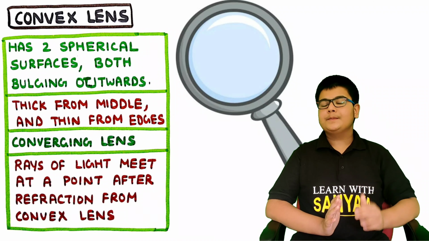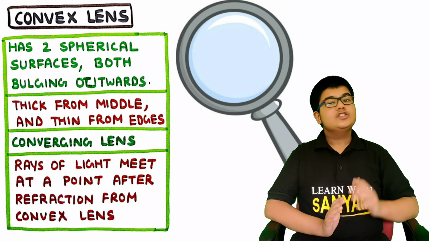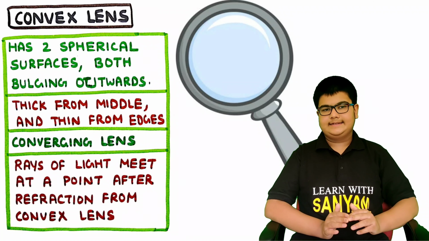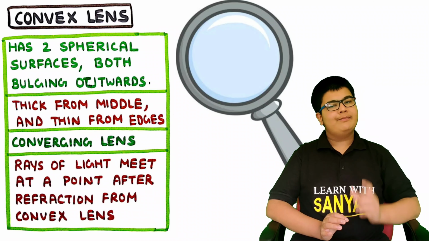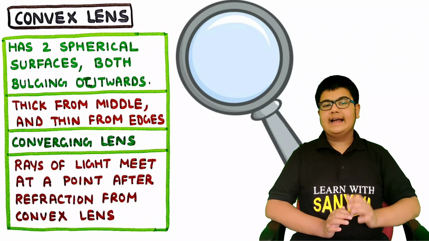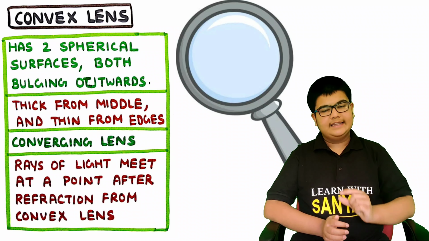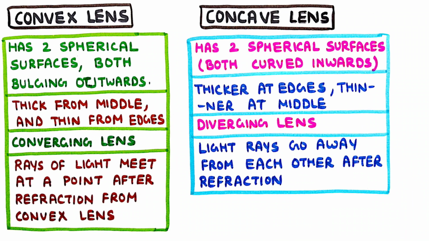And if you have ever observed a magnifying glass, a magnifying glass is a convex lens. If you touch the surface of a magnifying glass, then you will feel that it is thicker from the middle and thinner from the edges. Now let's discuss concave lens.